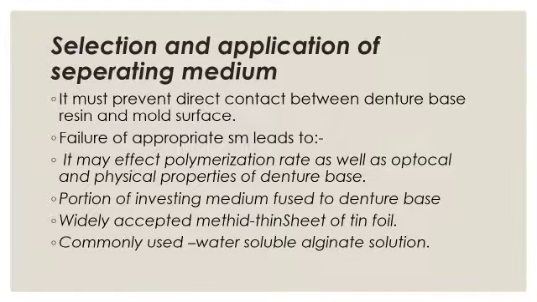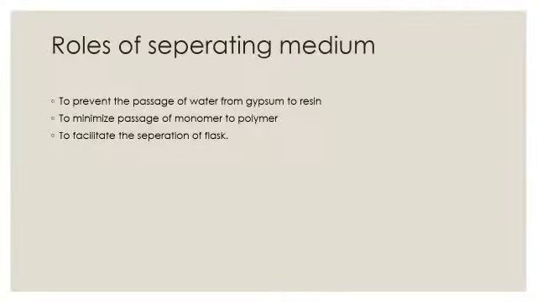Selection and application of separating medium. It must prevent direct contact between denture base resin and mold surface, and failure of an appropriate separating medium may affect the polymerization rate as well as the optical and physical properties of the denture base. Portion of the investing media may fuse to the denture base. A widely accepted method is a thin sheet of tin foil. It is a solid separating medium, and commonly used is water soluble alginate solution, that is cold mold seal. And roles of separating medium are to prevent the passage of water from gypsum to resin, to minimize passage of the monomer to the polymer, and to facilitate separation of the flask.